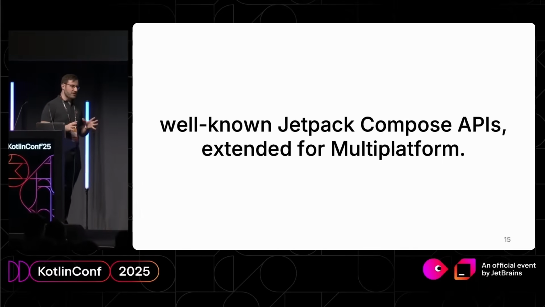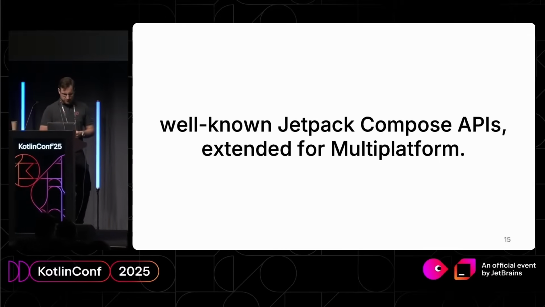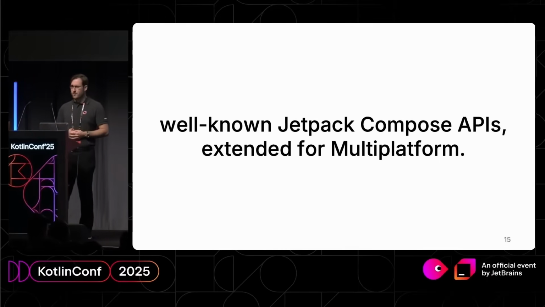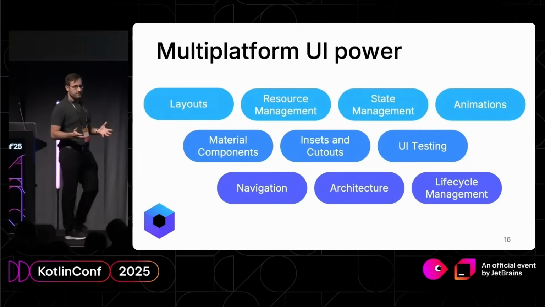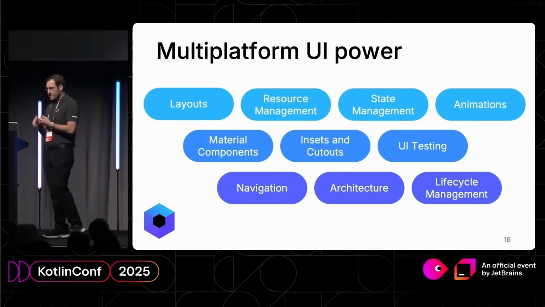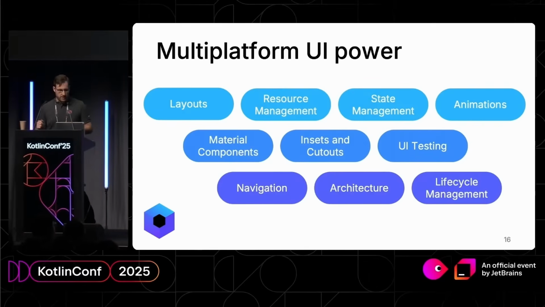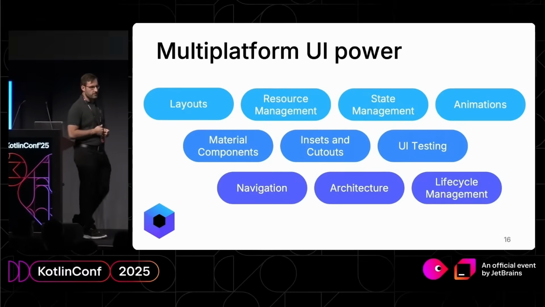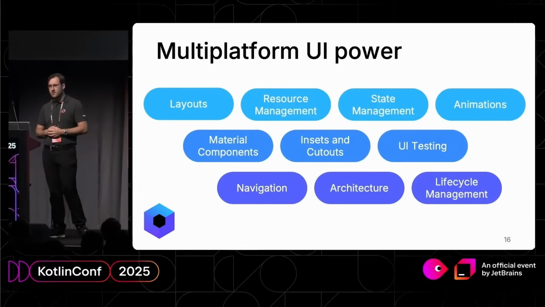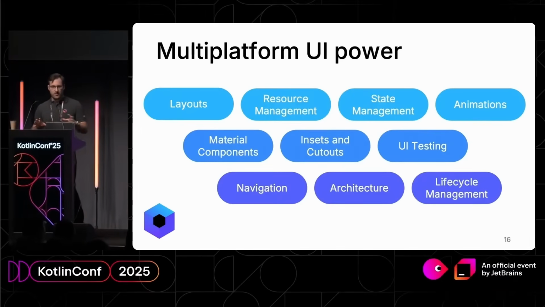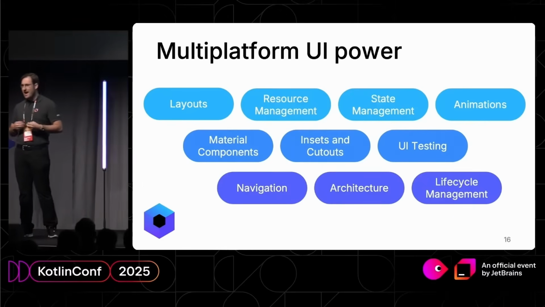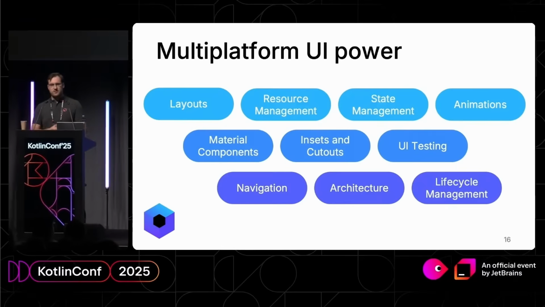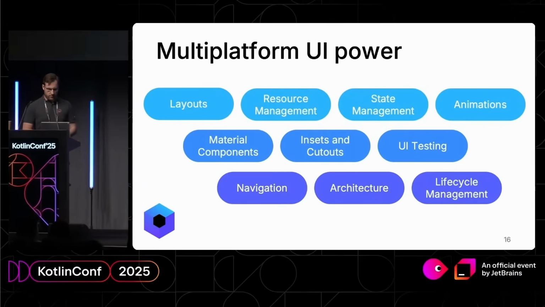And Jetpack Compose actually has a pretty significant API surface. And of course, for building actual production-ready applications, you also need to have a whole bunch of different functionality, right? The good thing is that all of these concepts, whether they're layouts, the way that you manage resources or state, the way that you define animations, how you use material components, how you use safe zones, insets, cutouts, right? UI tests, and even things that really dive deeply into the architecture of your application. Things like how do you implement navigation, how do you work with lifecycle. All of this is also available in common code using Compose Multiplatform.